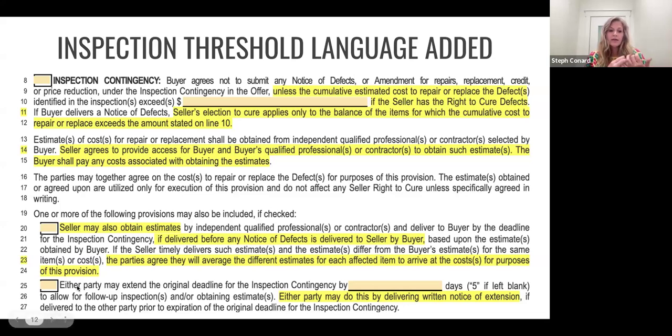If this were checked and we're running on a time, let's say our inspection contingency is up on this Friday, and this were checked. We don't have all of the estimates in, contractors' schedules, we can't get them in there on time. The seller or the buyer could just unilaterally send a notice saying, I'm going to extend the inspection contingency by 5 days. So I don't know, I think that's kind of a cool tool to use, again, to make it more attractive for the seller.